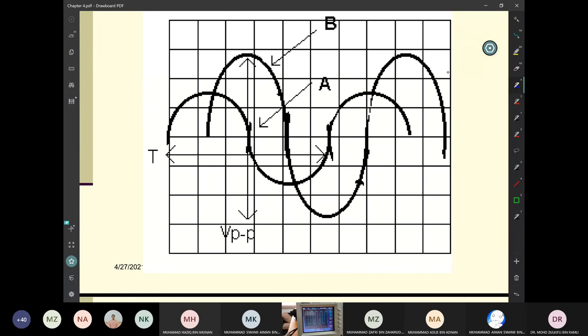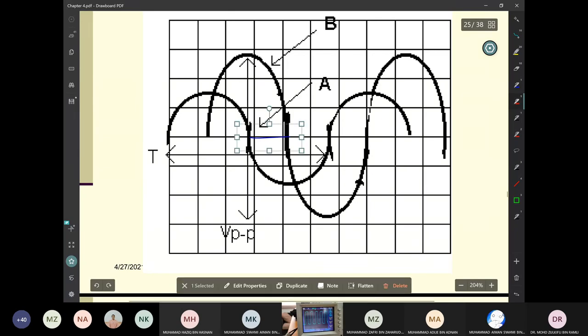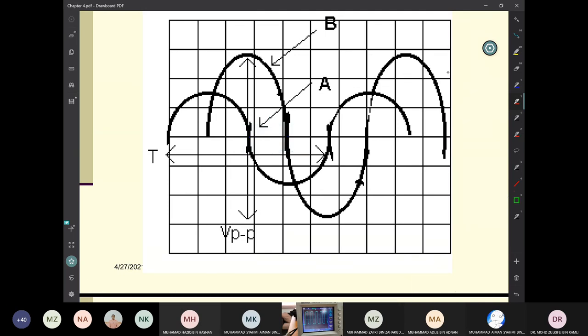So this is what we call phase shift. So if you have two waveforms like this, and this waveform is not in phase. Waveform A and waveform B is not in phase. Phase dia tak sama. So how to measure the difference? So the difference is this. This is what we call phase shift, or theta.